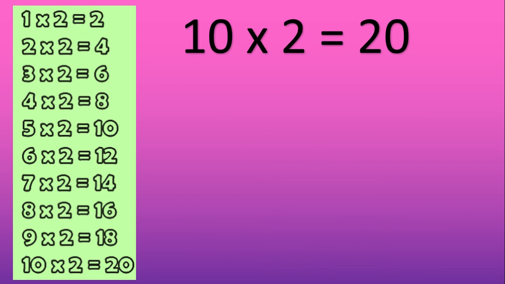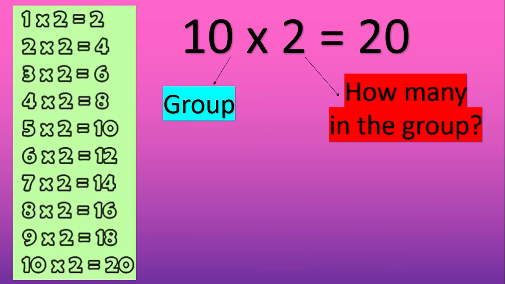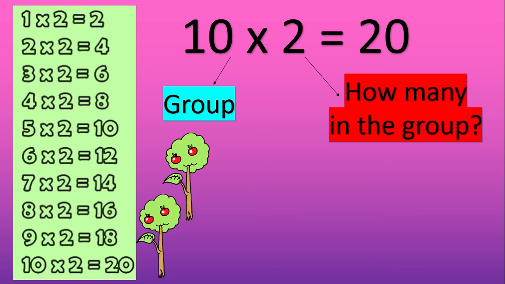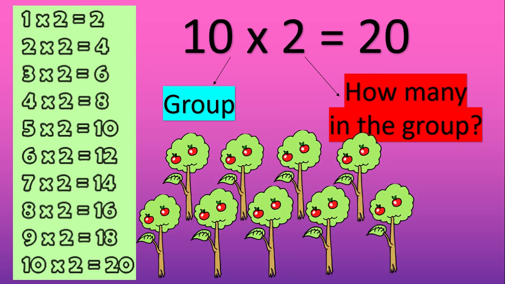Now the last one of the multiplication of 2. 10 times 2. I need 10 groups with 2 in each group, 2 apples in each group. So I have my 10 apple trees, and in each apple tree we see there is 2 apples. So let's count. 2, 4, 6, 8, 10, 12, 14, 16, 18, 20. So I have 20 apples, therefore 20 is my answer.